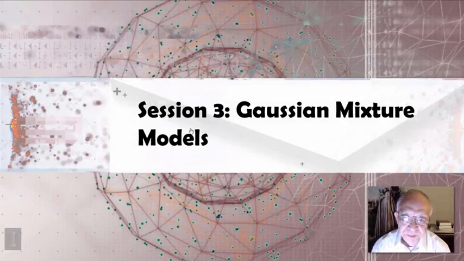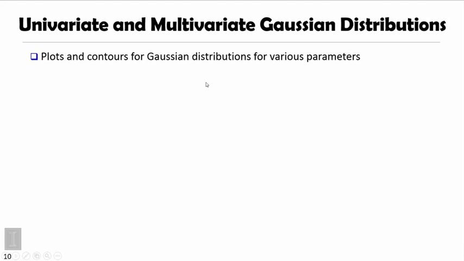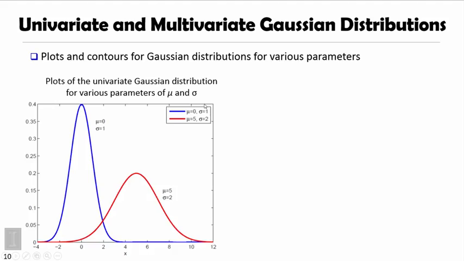In this session, we are going to introduce Gaussian mixture models. That means we'll assume all the clusters formed based on the Gaussian distribution with different parameters. We will first look at the Gaussian distribution for univariate, that means for a single variable, and for multivariate, that means for multiple variables. We first draw some plots and contours for the Gaussian distribution.